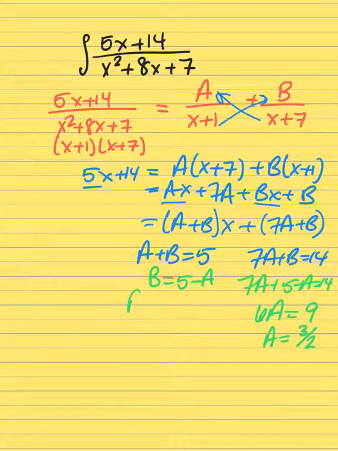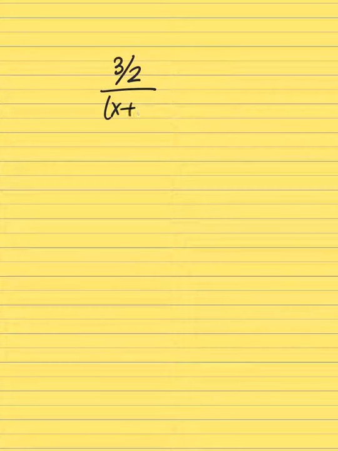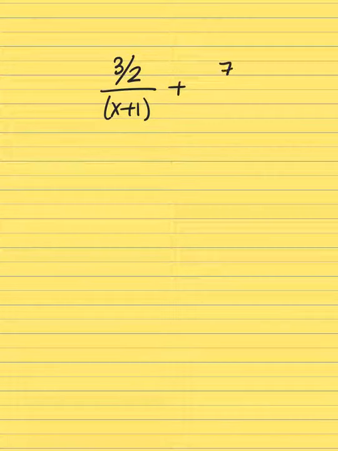So plug that back over here. So b equals 5 minus 3 halves. I know how much you guys love your fractions. Common denominator should be 2, so change the 5. 5 times 2 is 10. 10 minus 3 is 7 halves. So that's our b. So 3 halves goes in over x plus 1. 7 halves go over x plus 7. So a was 3 halves over x plus 1 plus 7 halves over x plus 7.